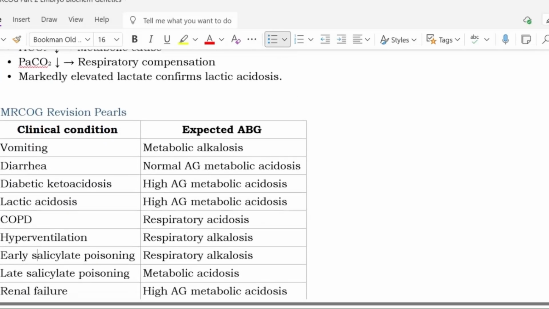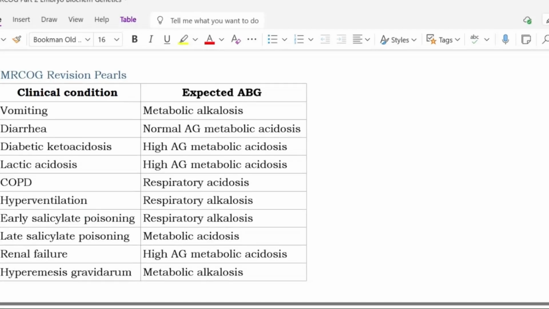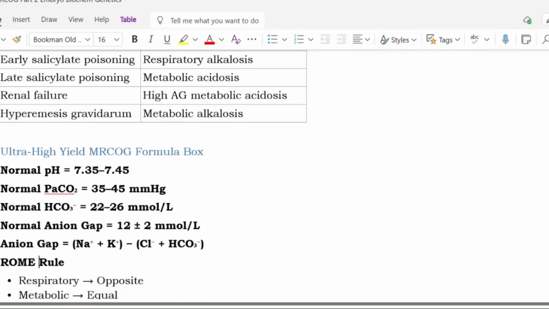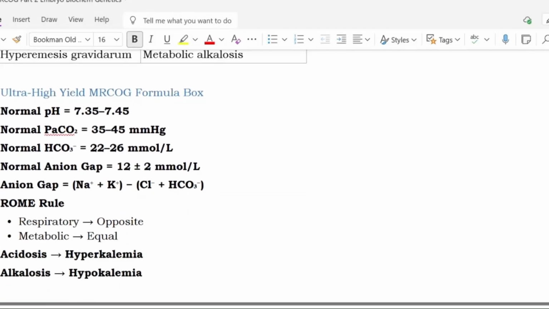So a few take-home messages: vomiting is metabolic alkalosis; diarrhea, normal anion gap metabolic acidosis; diabetic ketoacidosis, high anion gap metabolic acidosis; lactic acidosis is also high anion gap metabolic acidosis; COPD, respiratory acidosis; hyperventilation, respiratory alkalosis; early salicylate poisoning, respiratory alkalosis; late salicylate poisoning, metabolic acidosis; renal failure is a high anion gap metabolic acidosis; and hyperemesis gravidarum, metabolic alkalosis.